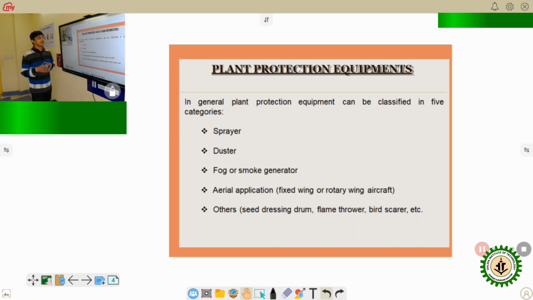What are the basic plant protection equipments? The basic plant protection equipments are generally sprayers, dusters, smoke generators, and aerial applications, which we generally use in the form of aircraft. Others are seed dressing drums and flame throwers, which are used for controlling the weeds. So these are the basic implements we are generally using for crop protection.